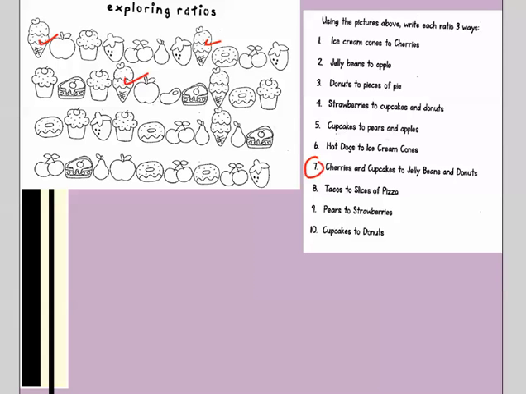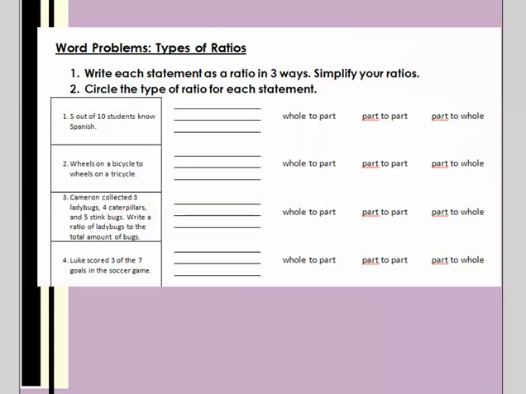Look at this one really quick. This is cherries and cupcakes. That's one category together to the jelly beans and donuts. See how it says and in here? So that means you need to count the cherries and the cupcakes together and compare that to the jelly beans and donuts together. Okay?